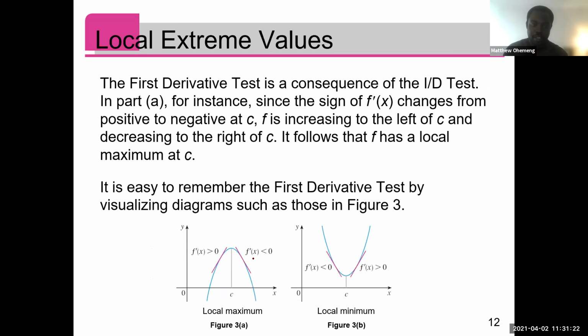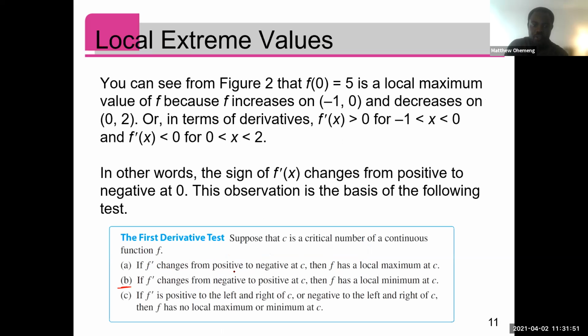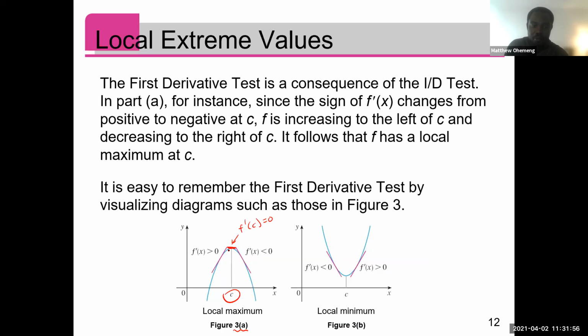So for this one, let's look at the first graph, 3A. As you can see, this point C will be a critical point because at that point, F prime of C will be 0. So it will be part of the critical points. Now for this critical point C, on the left of C, the slope of the tangent line is positive. On the right of C, after you cross C, the slope of the tangent line is negative. So this illustrates the first point: if F prime changes from positive to negative at C, then F has a local maximum. And you can see that with the original blue curve, at C there will be a local maximum.